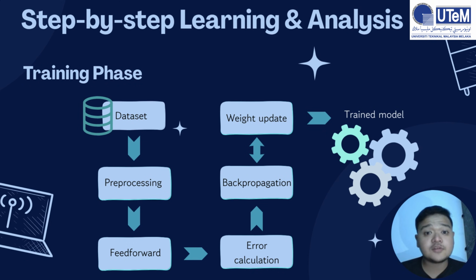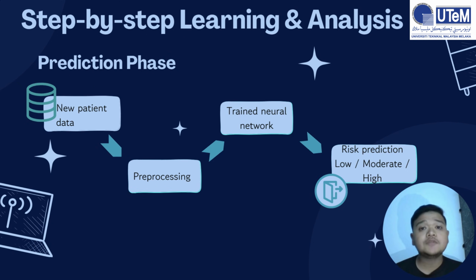This process is repeated for all training samples in one epoch. Multiple epochs are performed until the error reaches an acceptable level or the maximum number of epochs is reached. At the end of the training phase, the network has learned the patterns within the diabetes dataset and produced a trained model that can be used for prediction. After the training phase is completed, the system enters the prediction phase.